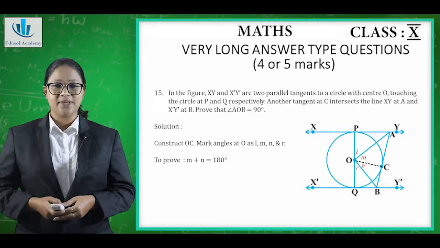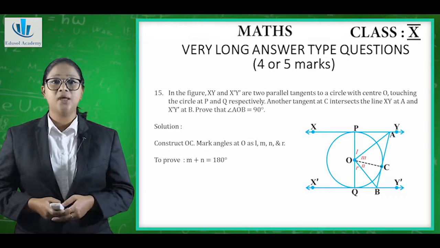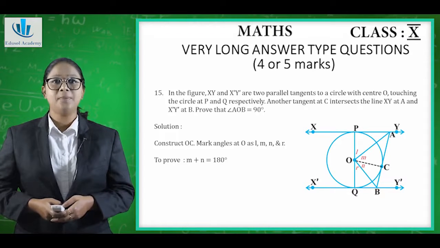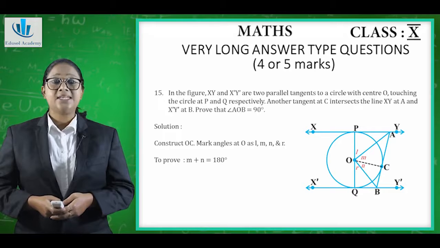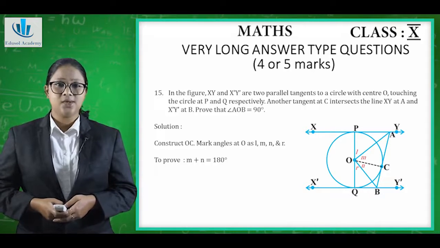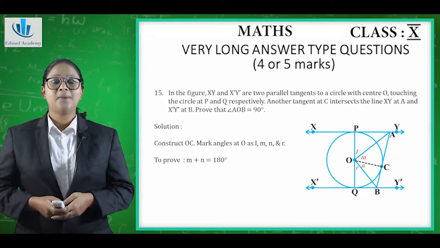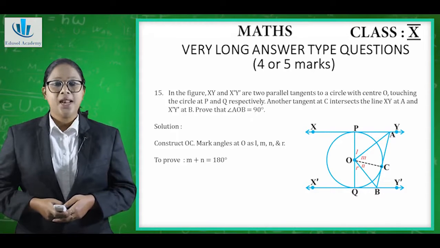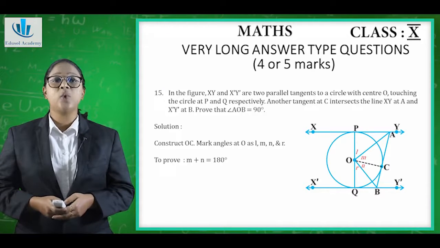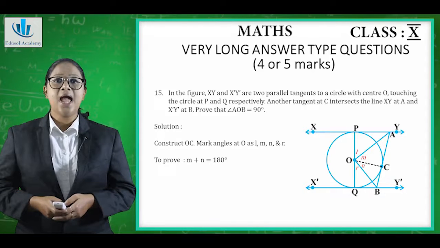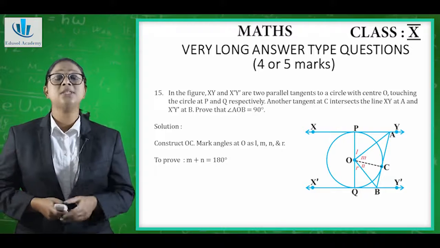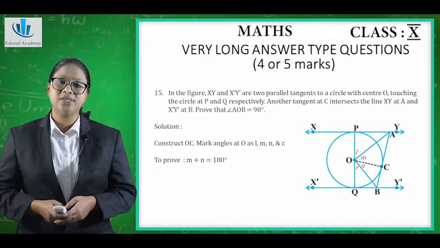Let's move on to the next type of questions, very long answer type questions carrying 4 or 5 marks depending on the curriculum. So the first question in that type, in the figure, XY and X dash Y dash are two parallel tangents to a circle with center O touching the circle at P and Q respectively. Another tangent at C intersects the line XY at A and X dash Y dash at B. Prove that angle AOB equal to 90 degree. So it is a very important and very frequently asked question.